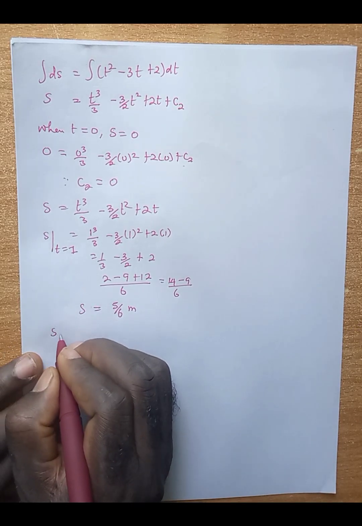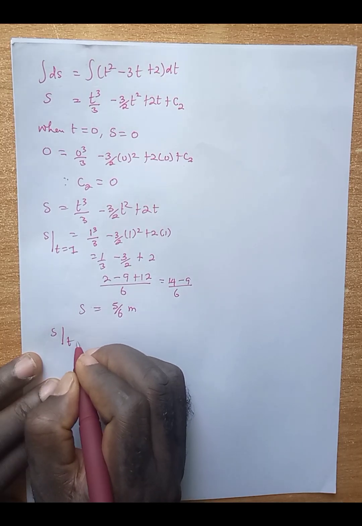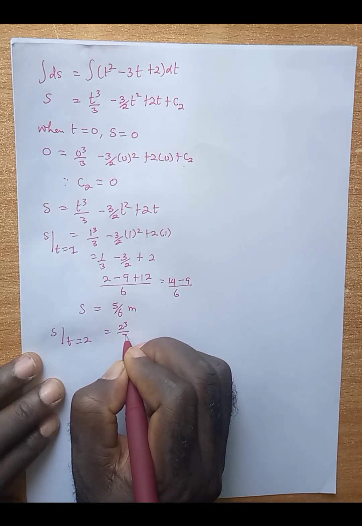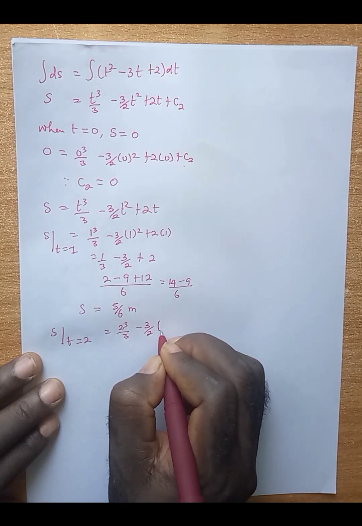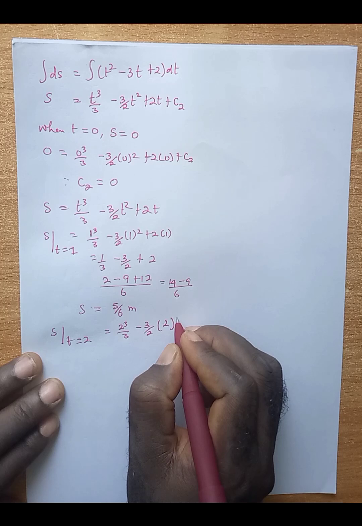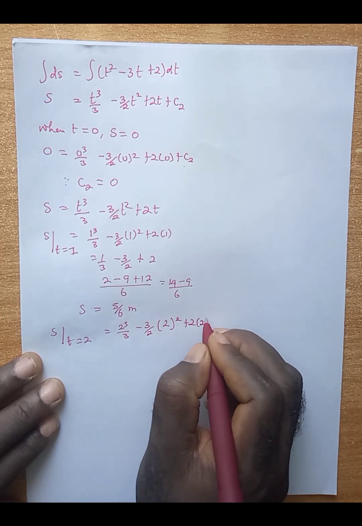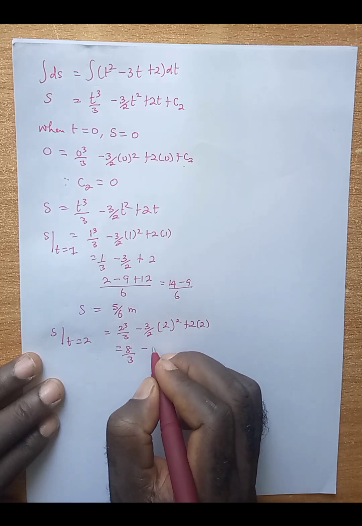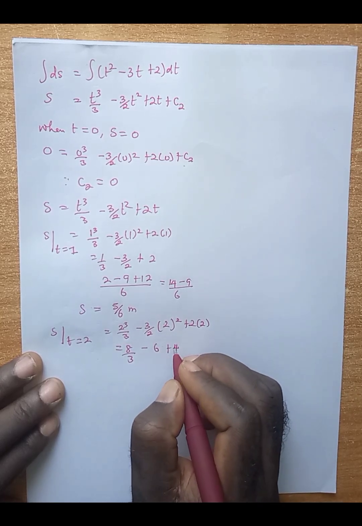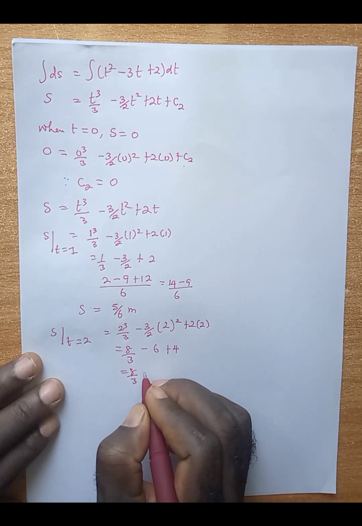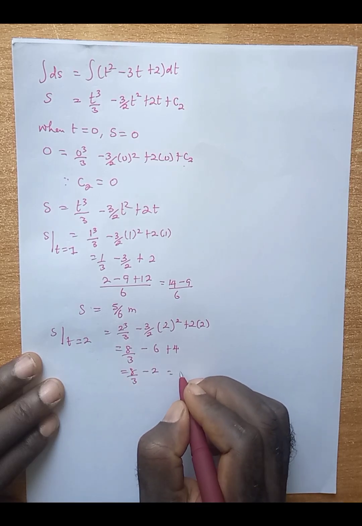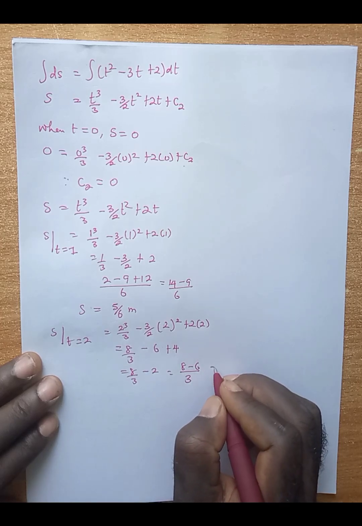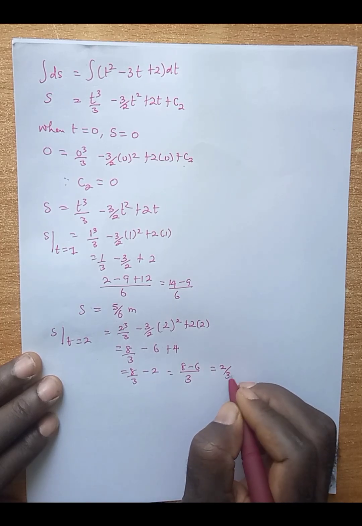Then let us find the distance at the second time. When the time is 2 seconds, this will be 2 cubed over 3 minus 3 over 2 into 2 squared plus 2 into 2. And this will be 8 over 3 minus 6 plus 4. And this will be 8 over 3 minus 2. And the LCM here is 3. This will be 8 minus 6. And this gives 2 over 3 meter.